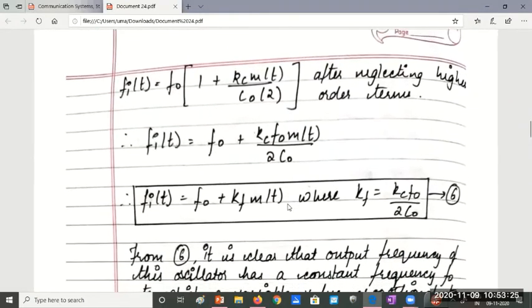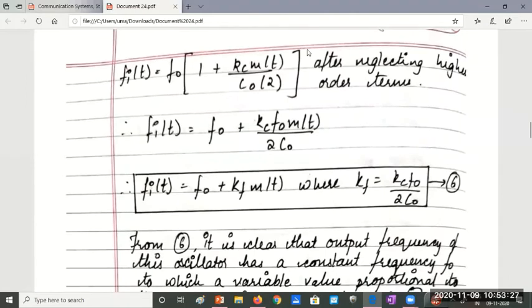Now, what should I do? Before finding theta i, I have fi, I should find theta i. Rather than writing this complete equation, I'll consider group of all the constant terms. I have multiplied this f naught inside this equation. So I'm going to get f naught plus kc f naught by 2 c naught into m of t.